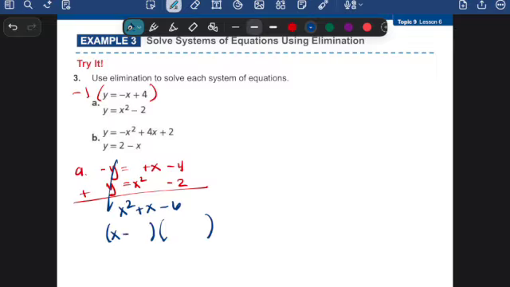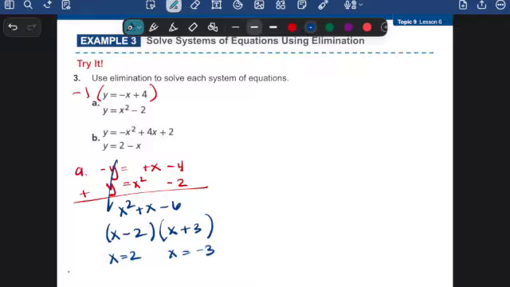It should be -2 and +3. Using the zero product property, split the binomials. I know x is going to be 2, or x is going to be -3. Now I need to get the y coordinate, so I'm going to plug in x equals 2 into one of the equations. So let's just do the first one.